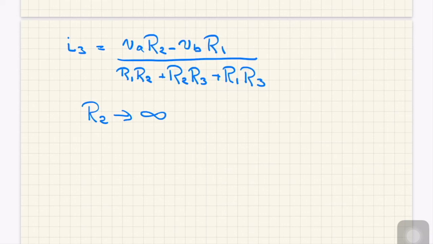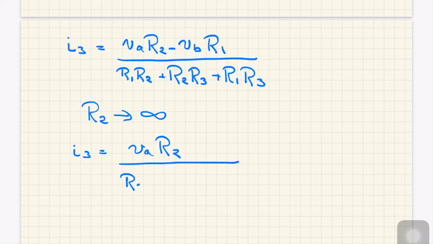So we're going to set R2 going toward infinity. That's our assumption here. Now, if we look at this equation, we can rewrite it: I3 equals, now R2 times something minus VB times R1. It's obvious what term is going to dominate this. It's going to be the VA R2 term. No matter what, as R2 gets bigger and bigger, that term will dominate.